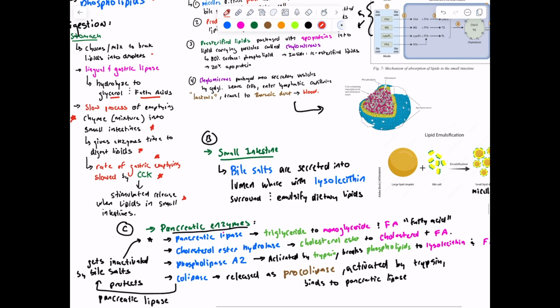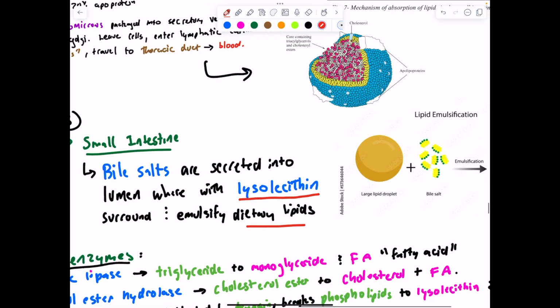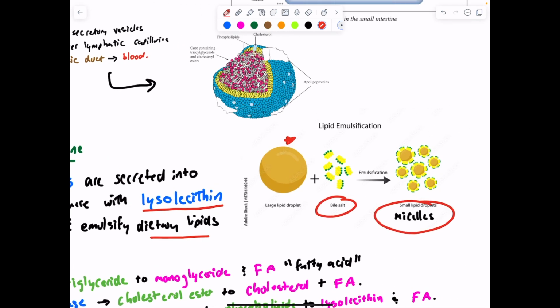Okay, and then once they finally get into the small intestine, you have bile salts, which are released by the gallbladder and secreted into the lumen, where they work in conjunction with lysolecithin, which will surround and emulsify the dietary lipids. And so you can see here you have a lipid droplet and our bile salts, and they're forming these micelles right here. So the droplets get broken up into small bits and surrounded by our bile salts.